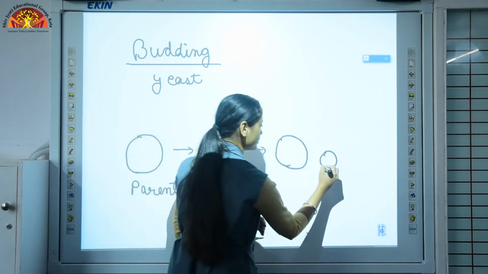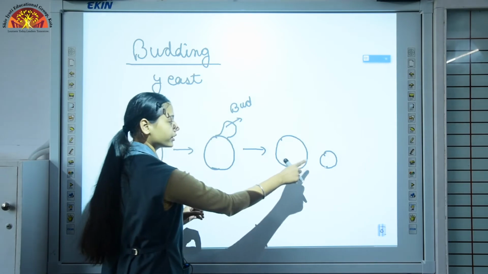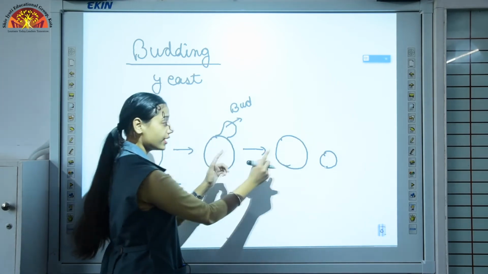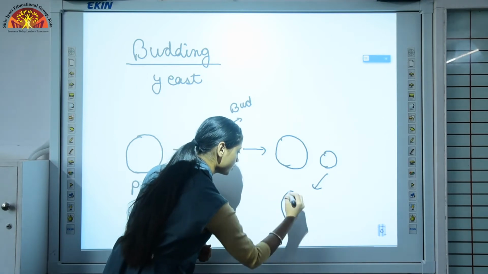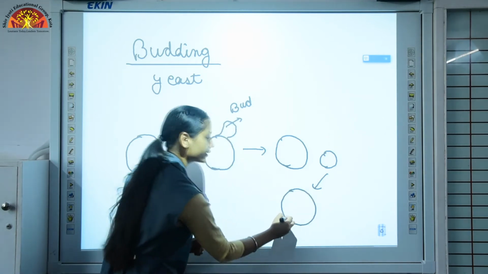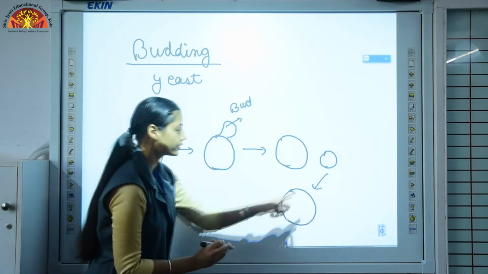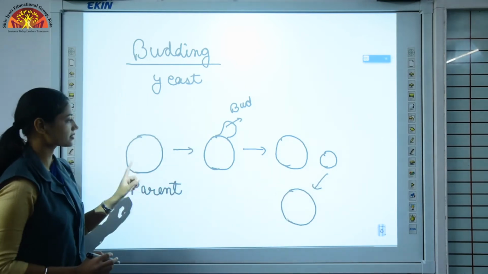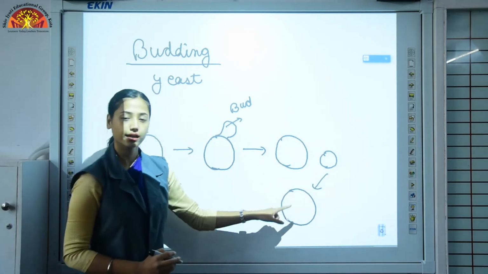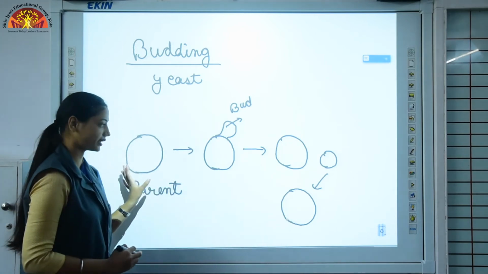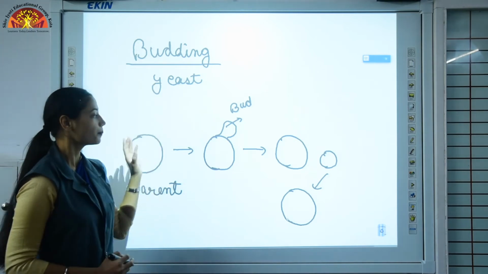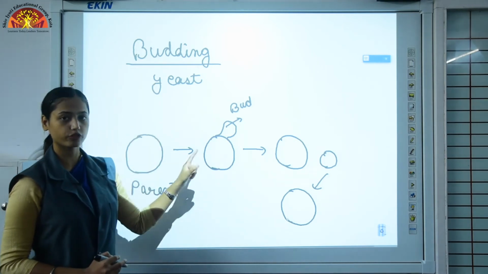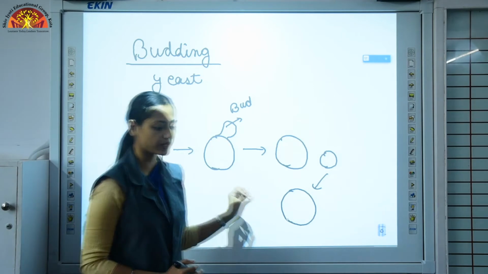Now this bud is detached from the body of the parent, and now this bud will grow into a new individual. Now you can see this yeast has given birth to this new individual, that's why I called it parent, and this complete process is known as budding, because buds are developed on the body of the parent. Is it clear what is budding?